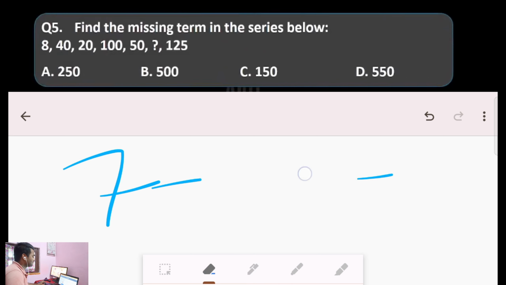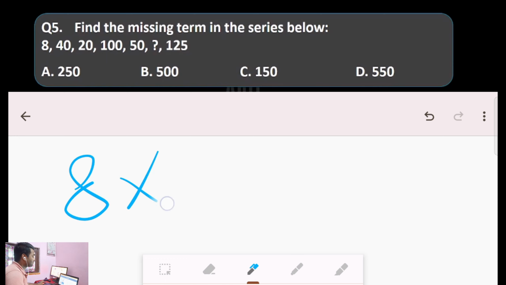Again, in the fifth question we have a similar kind of question. We have a question mark here. Again, there is a difference: 8, 20, 40, 20, 100, but there is no consistent difference. But this question is pretty easy, because if we see, it is a multiplication of 5. 8 into 5 is 40.